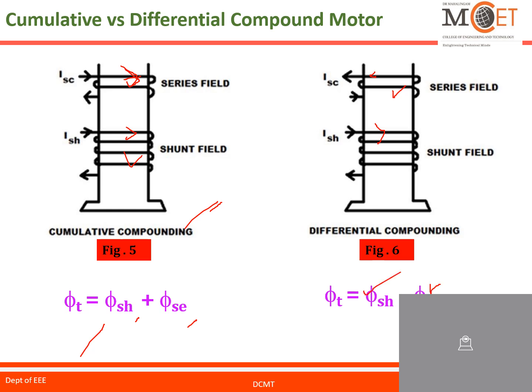So which will reduce that. Once you load that differential compound generator, you can have a reduction in voltage. So that is the difference between cumulative and differential compound. Based on the connection we can easily understand: if both are in the same direction, the flux gets added. Here the shunt field has a flux direction, and the series will have the opposite direction, so the overall flux gets reduced when compared to cumulative compound. That is the difference between cumulative compound motor and differential compound motor.